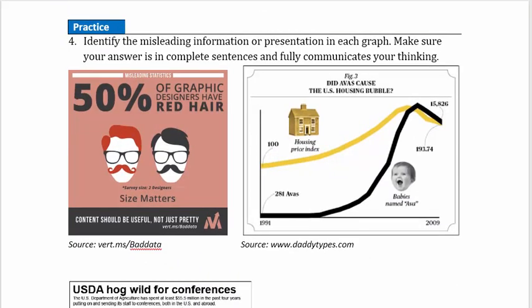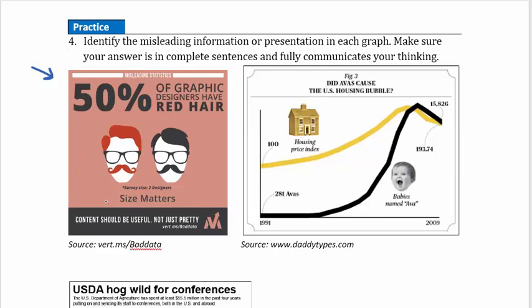So we're going to identify the misleading information or data presentation in each of these graphs. We want to make sure we're answering these in complete and full sentences, communicating our thinking. So here we go. Take a look at our first graph here, and it says 50% of graphic designers have red hair. This is the data that they've presented to us. Let's think about that. Look at the information on this chart and see what is misleading.